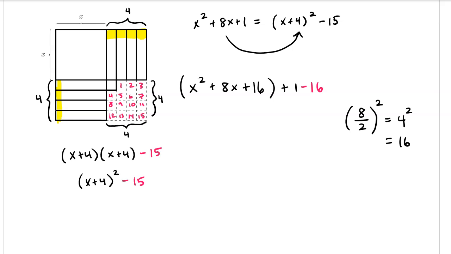So now what happens is the thing inside of my parentheses can be factored, and it factors into x plus 4 quantity squared. And then the outside, if I have 1 minus 16, that simplifies to minus 15. So that kind of describes the process of how we go from standard form to vertex form, which is called completing the square. Let's go ahead and take a look at some more examples of completing the square.